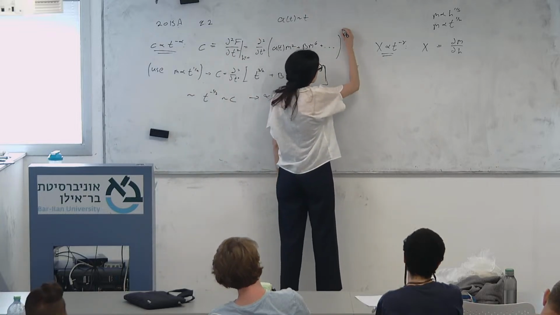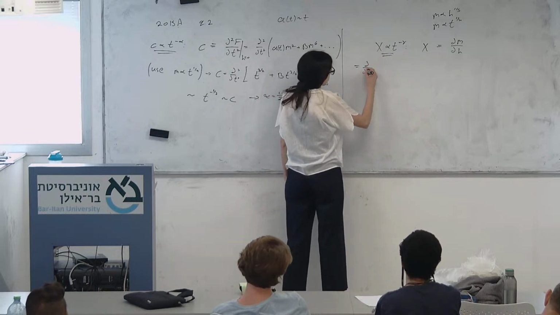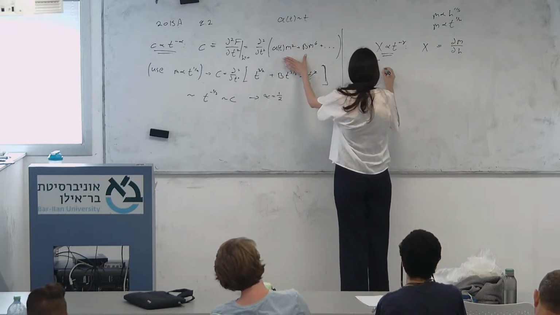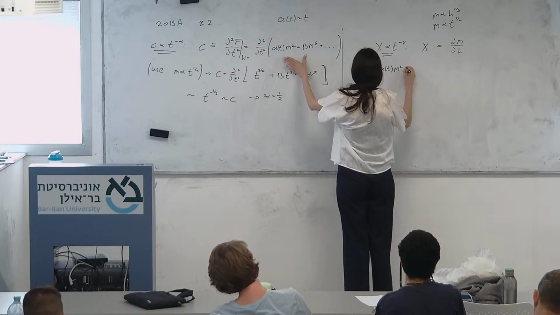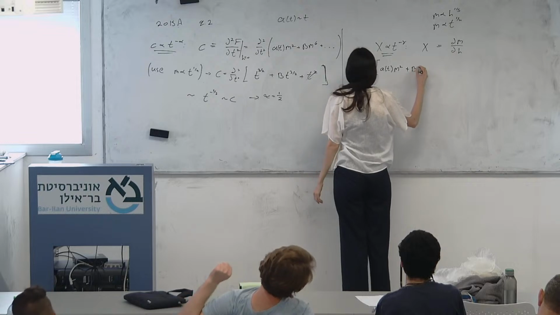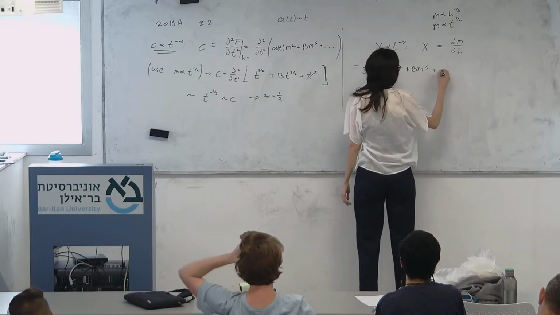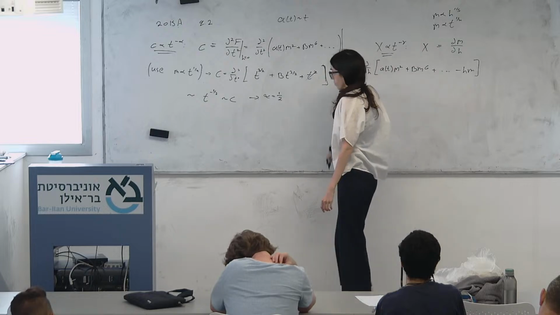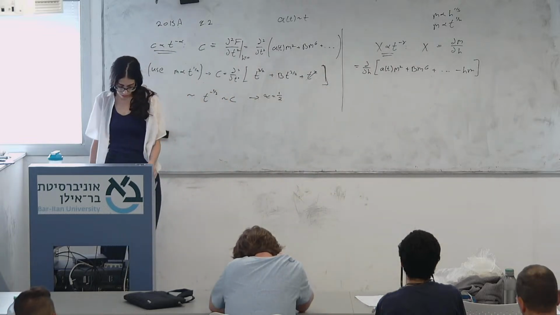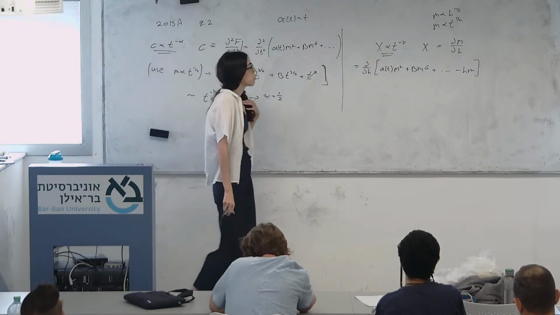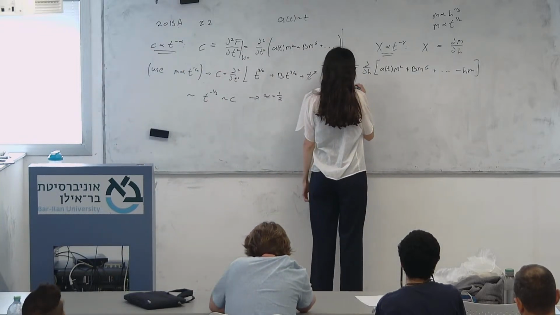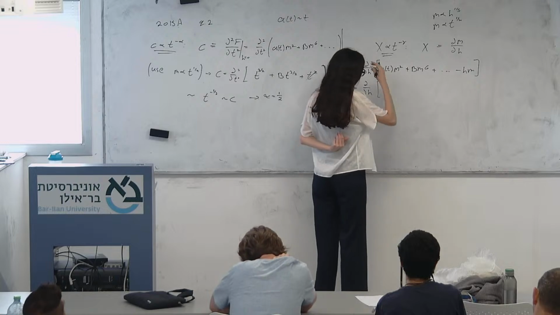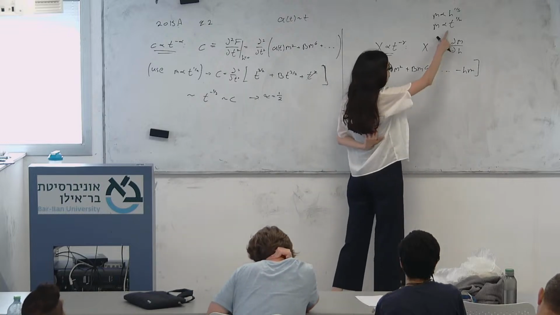So we know how the magnetization depends on the field, so we can do the same trick. So this is equal to the derivative d over dh of a of t m squared plus b m to the power 6 plus blah blah minus h m. So we know that M goes like T to the 1/4.